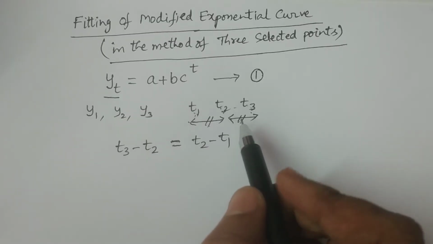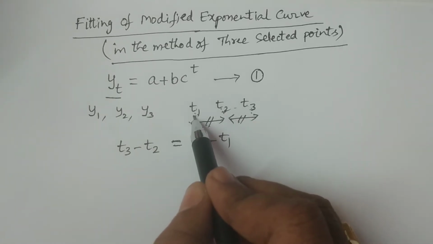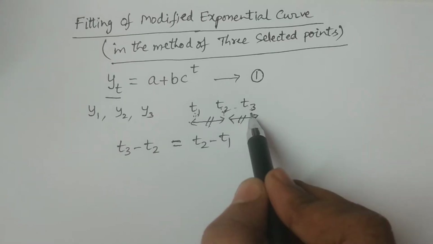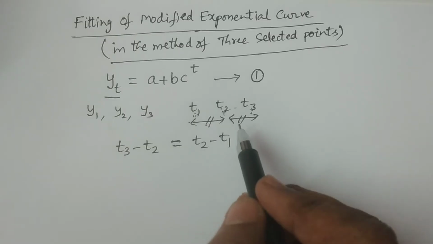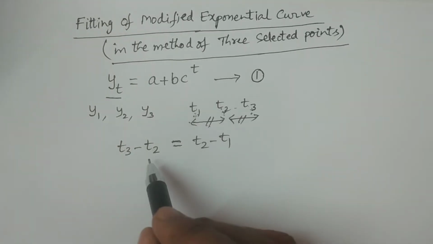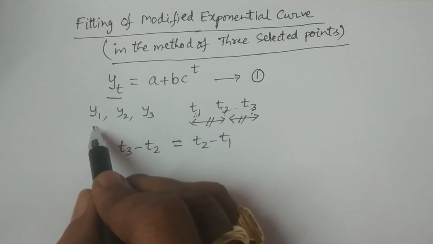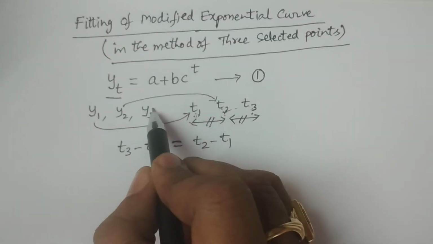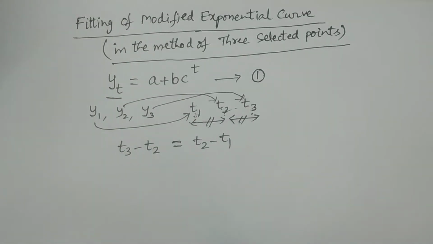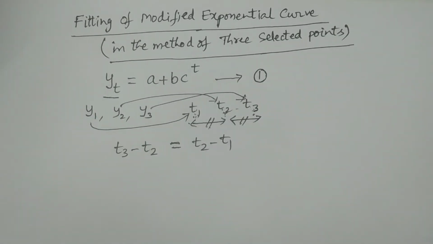Like that, consider 3 normal years of 365 days. This is one normal year, second normal year, third normal year. So generally, they are equidistant. So you have to consider t3 minus t2 equivalent to t2 minus t1. We are considering y1 at the time period t1, y2 at the time period t2, y3 at the time period t3. So this is the first consideration for three selected points.